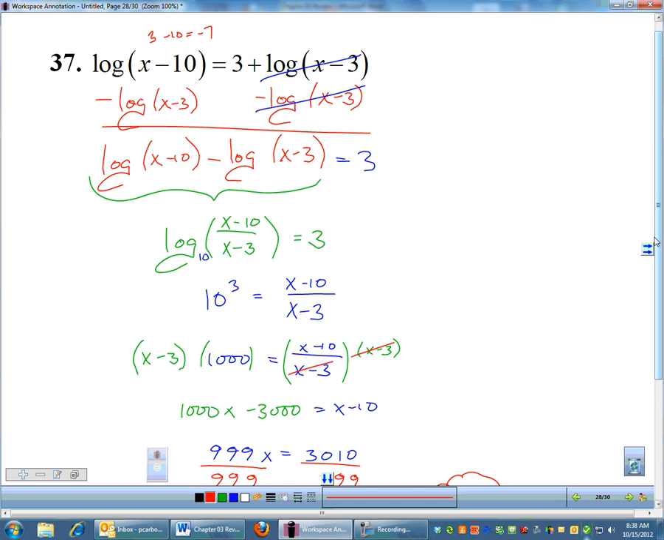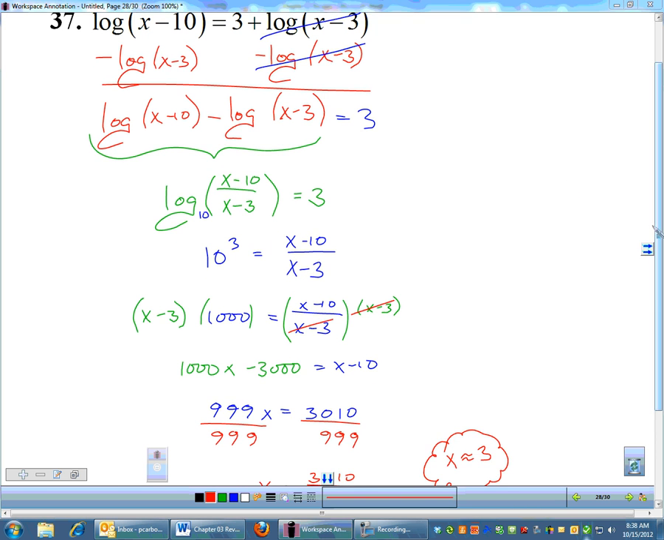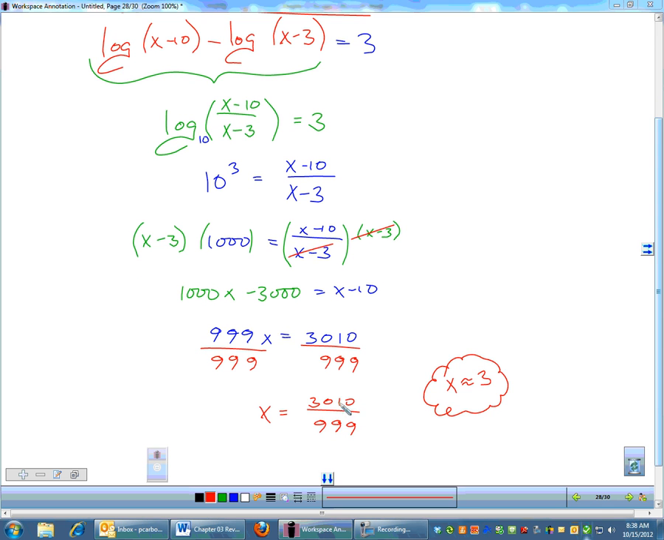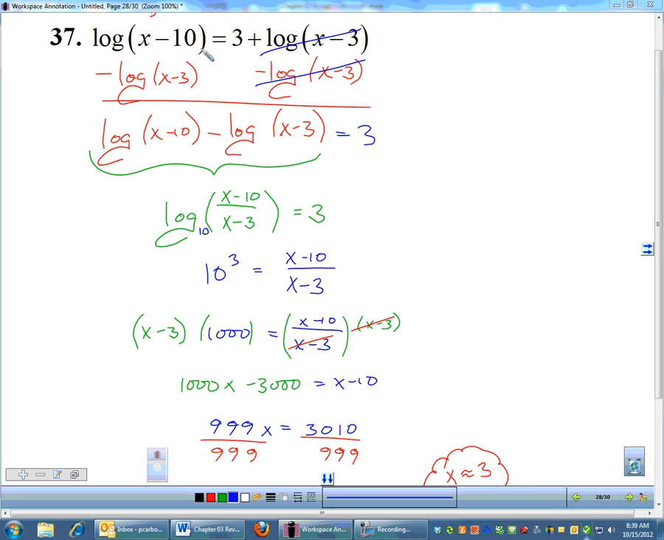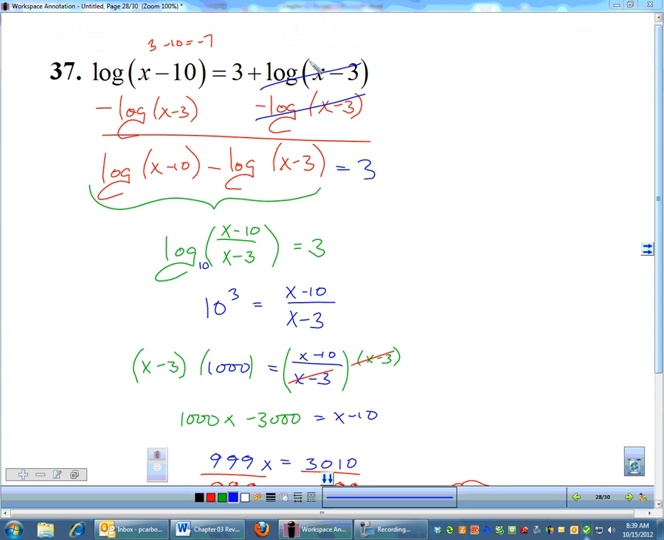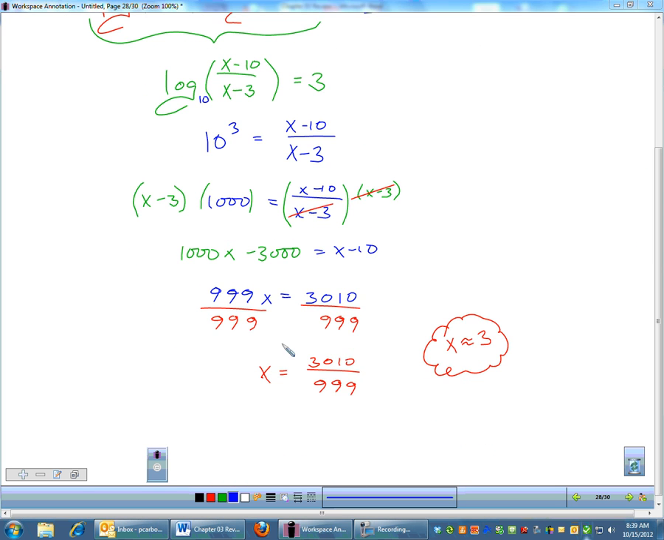So again, even though I worked this problem out correctly, when I plug in something close to 3, negative 7 isn't even close to being positive. So I don't have to worry about plugging in the exact answer. When I plug in 3, I get a negative. So again, we throw this out, and there's no solution.